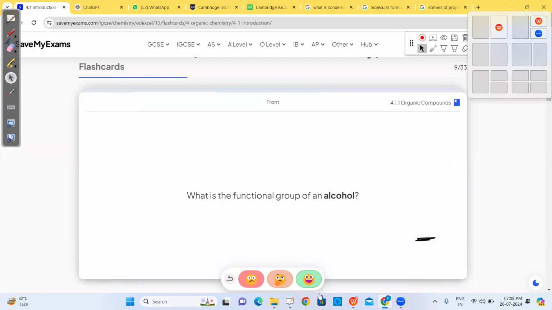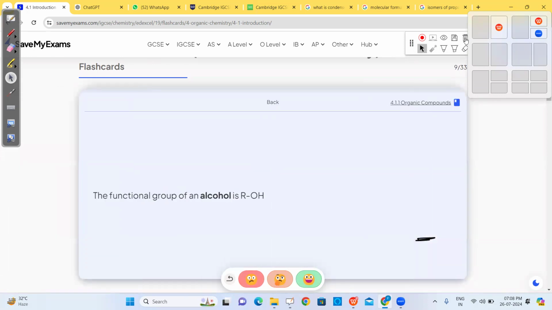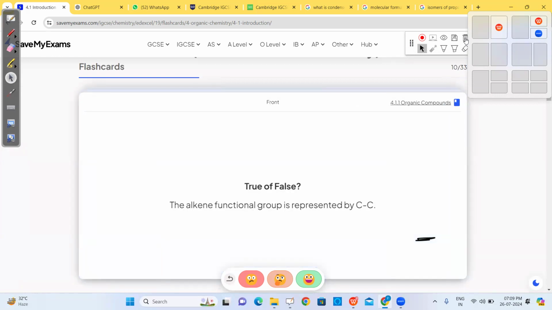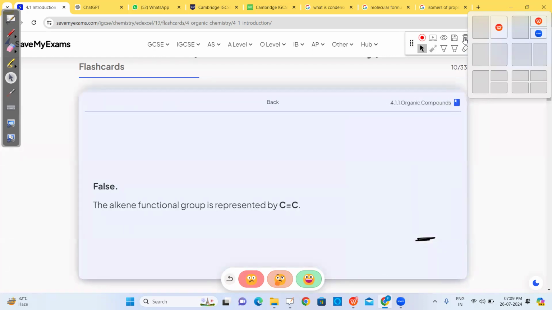Okay, so what is the functional group of an alcohol? I'm sure all of you are going to say it aloud that it is OH. Okay, so the R represents the whole molecule, the whole carbon and the other hydrogens in it. Okay, so alkene functional group is represented by CC single bond. Is this right? Of course not. It is represented by the C double bond C, CC double bond.